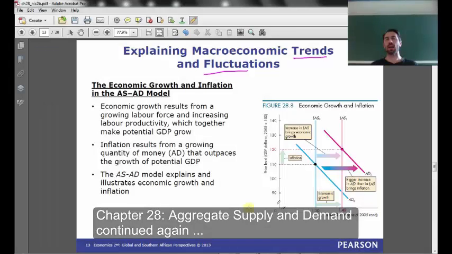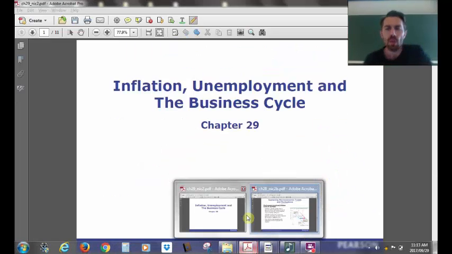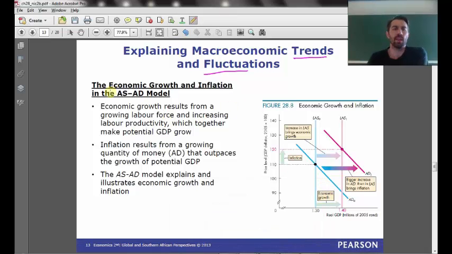We've got an AS-AD model, we've got the long run, we've got the short run. We've already seen that we can use it to talk a little bit about unemployment, and we will talk more about unemployment, and we're going to use it to talk about growth as well as inflation. So, first of all, economic growth and inflation in this AS-AD model.